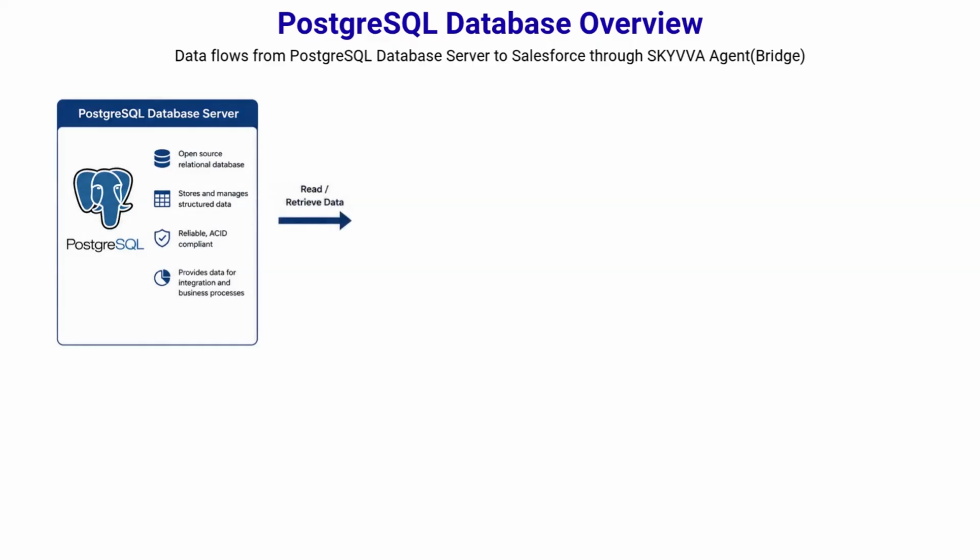Step 2. Read and retrieve data. Once the integration starts, SKYVVA Agent securely connects to the PostgreSQL database. It reads or retrieves only the data that is required for the integration. This can happen automatically based on a schedule, in real time, or when triggered by a business event. During this step, no data is modified in the database. The agent simply extracts the required records so they can be processed in the next stage.